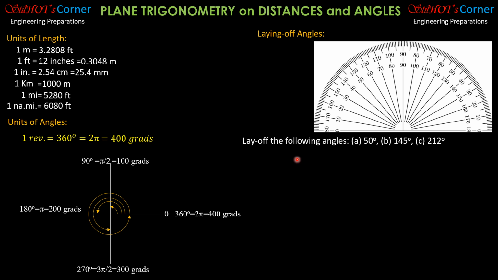So lay off the following angles: 50 degrees, 145 degrees, 212 degrees, 336.5 degrees. Then on the next slide, we have another batch of angles. So for 50 degrees, from this center here, you have that 50 there. You have to fit the center with the center here. And because this protractor is transparent, you just mark when this 0 coincides with here.